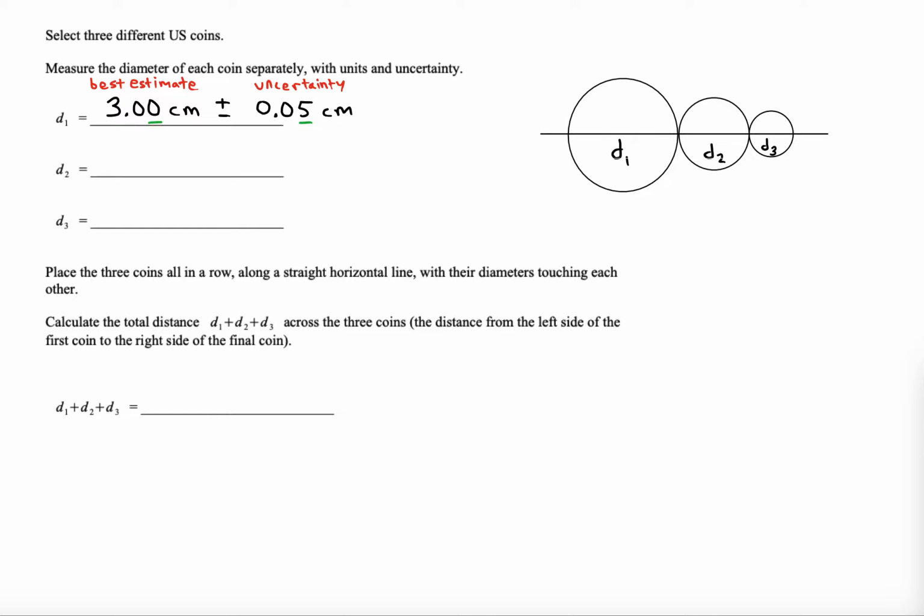Okay. Well, we just want to go forward and do that with all the different coins. So I said that this one was going to be a half. This one is a quarter. And this one can be a penny. Alright, so I'm just going to measure my quarter now. 2.37 perhaps centimeters. I say 2.37.